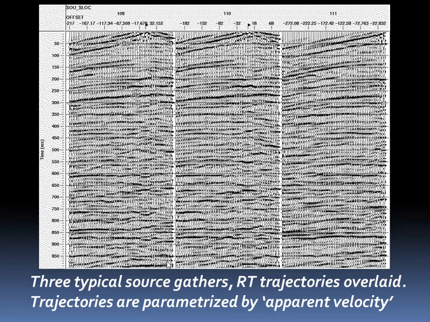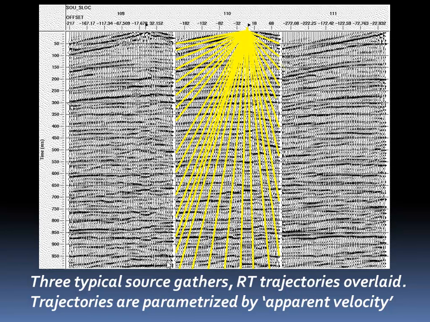I've chosen 3 source gathers from the Mackenzie Delta data set that I'll be talking about shortly. And on the center one, I lay out a bunch of radial trace trajectories. Now this isn't all of them, but they're representative. In particular, I'm going to look at this one at minus 492 meters per second. Now remember, this velocity is just a parameter. It has nothing to do with anything physical. It's just the angle at which we select the data for the radial trace transform.